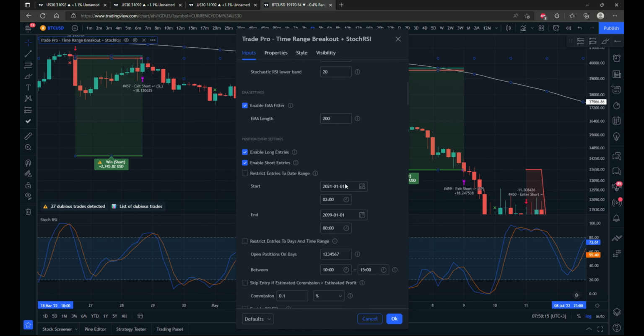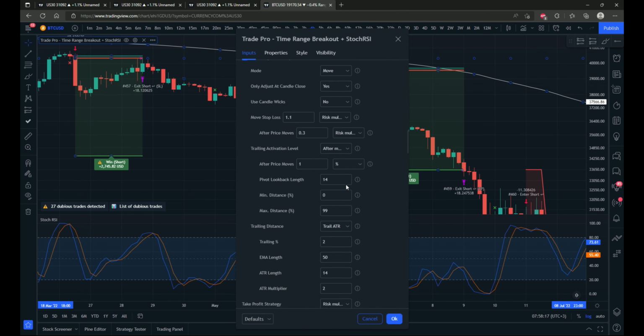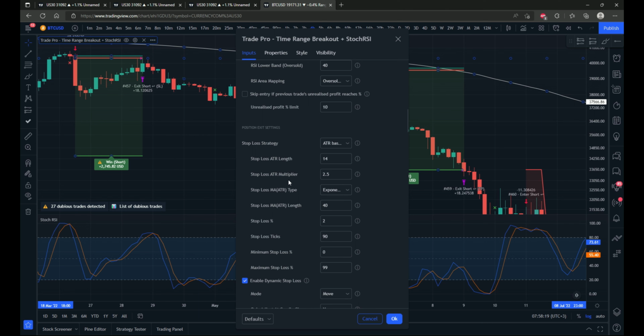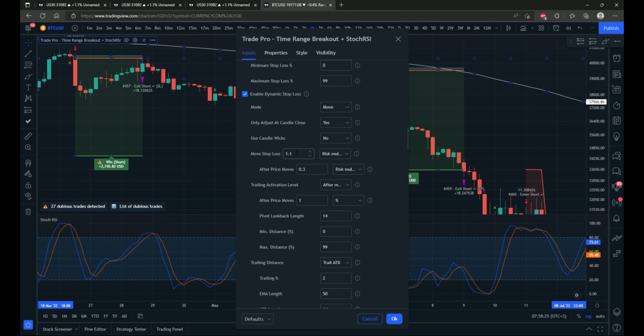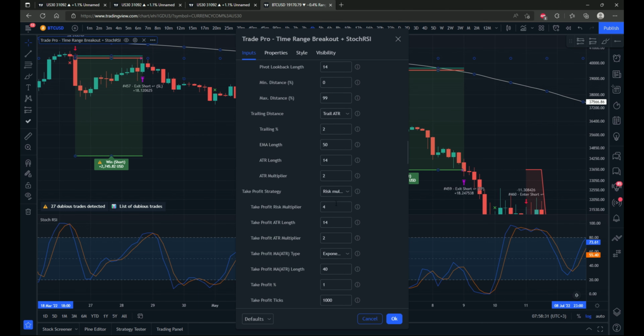So in the settings, I have selected this to place the original stop loss at 2.5 times the ATR, and then move the stop loss into profit once price has moved 0.3 times the risk in the trade's favor. Okay, the ultimate profit target is going to be 4 times the initial risk.